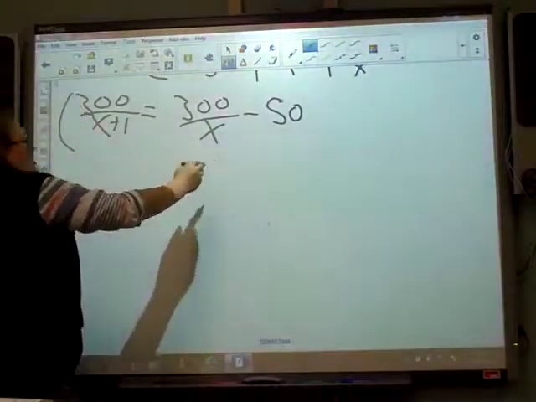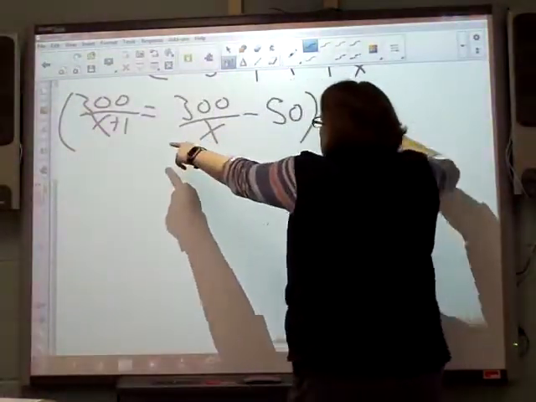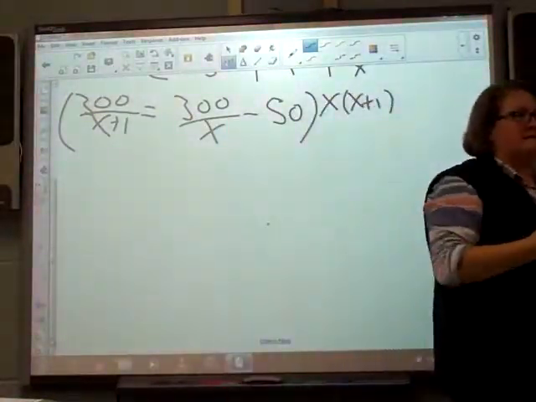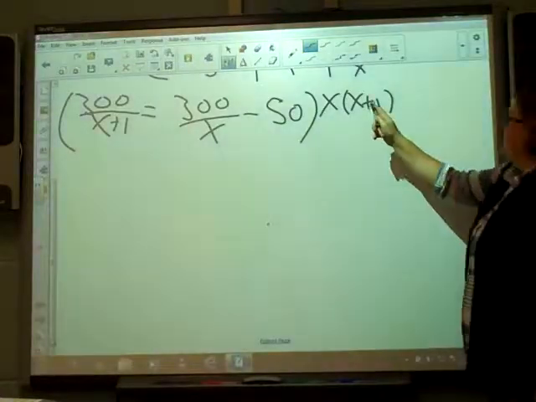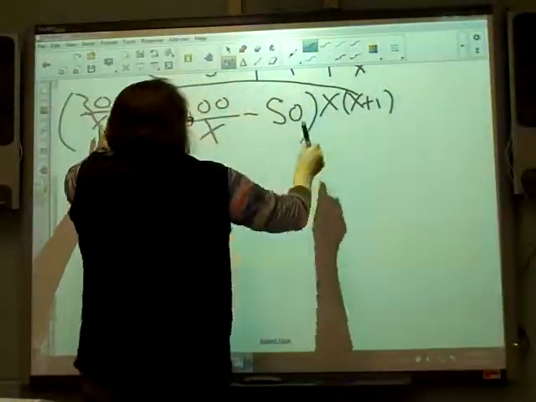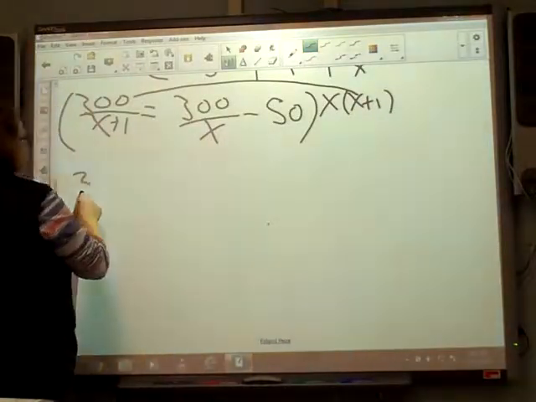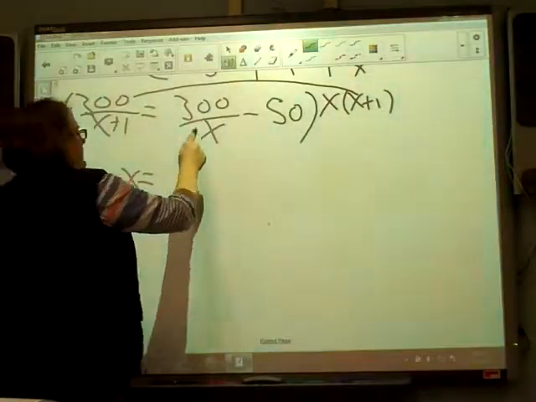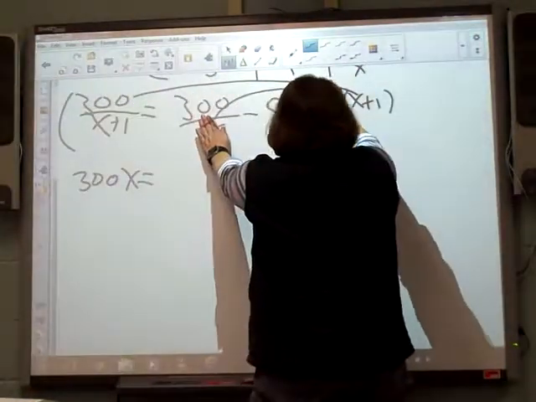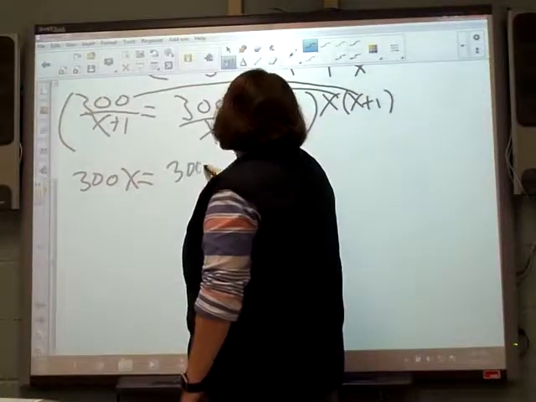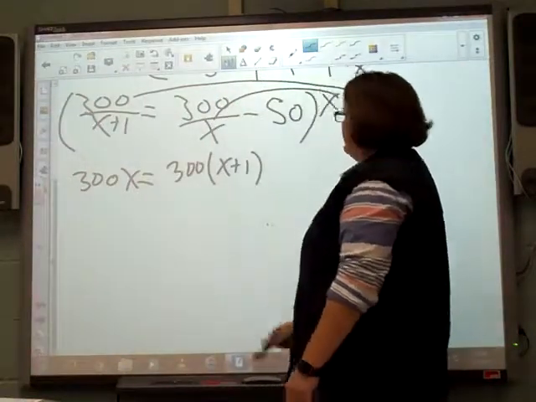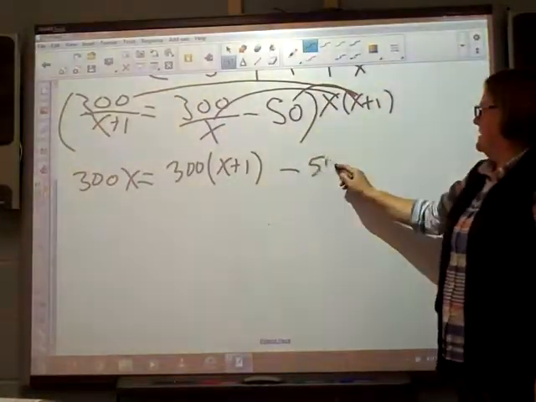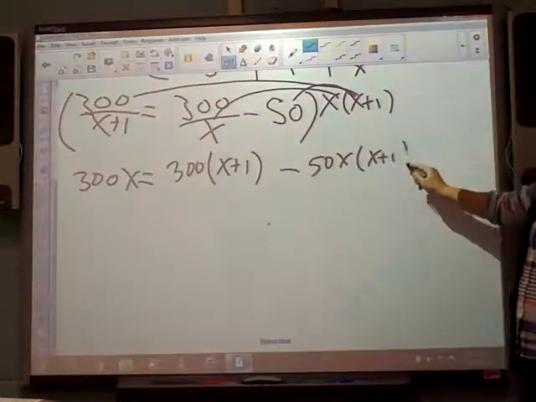Good. We're going to multiply this whole thing by x and x plus 1. Just like if this had been a 2 and a 3, our common denominator would be 6. You just multiply them together. So when we take this to the first 300, the x plus 1s will cancel out, so you just have 300 times x. When we go to this 300, the x's will cancel out, so you'll have 300 times x plus 1. When we go to the 50, nothing cancels out, so 50 times x plus 1.